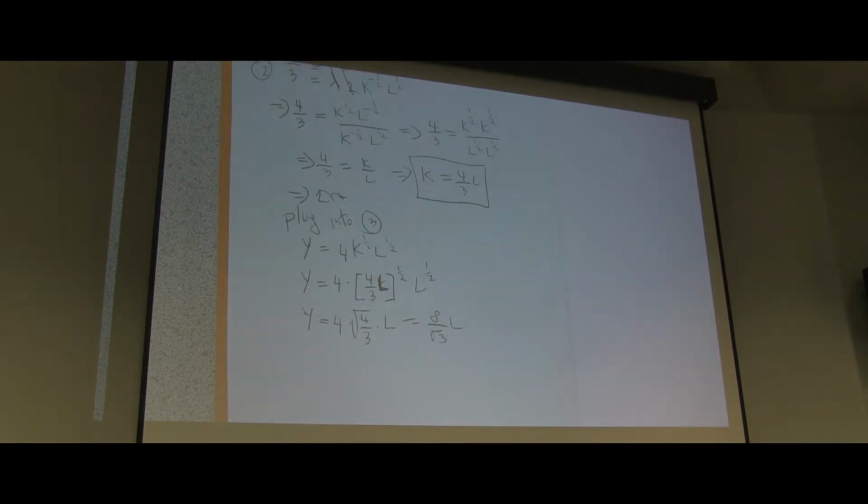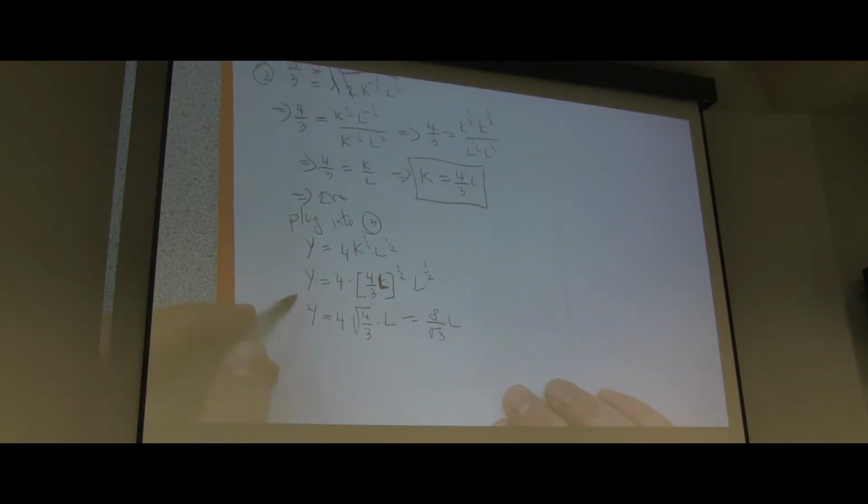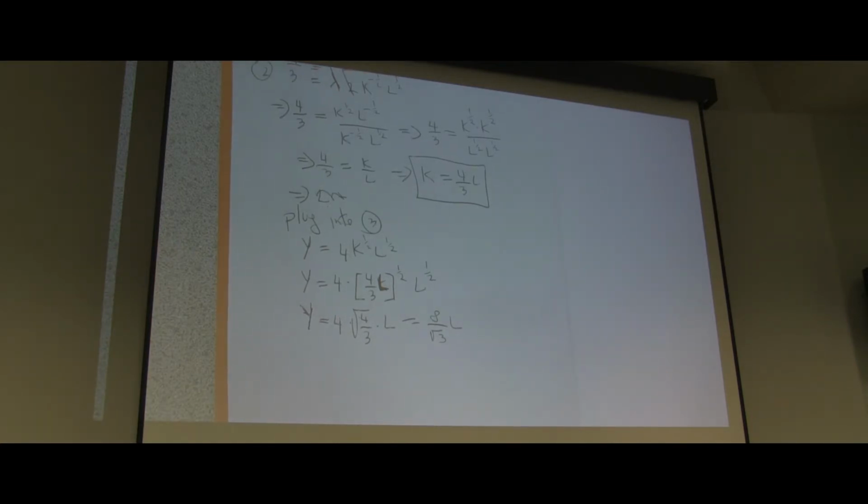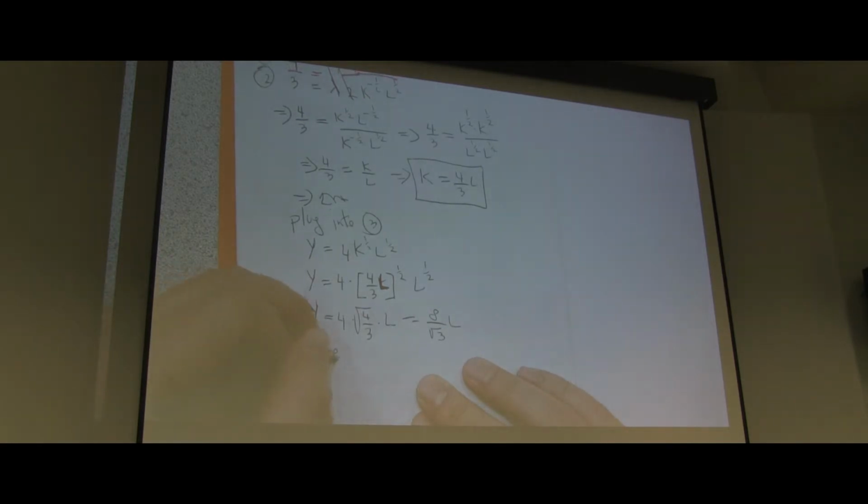So it's 8 divided by square root of 3 times L. As I said, you'll have some square roots. But notice that what I have here is now y as a function of L. And now I can solve for L. Okay, so solve for L.